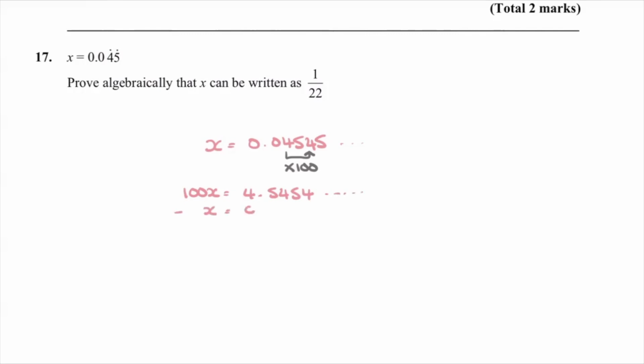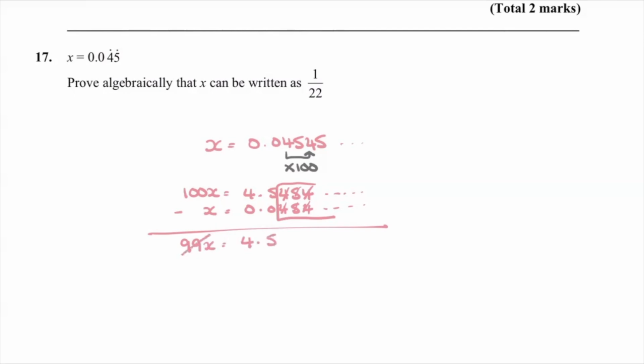We know that x is equal to 0.0454 and on it goes. We can see that these are all lined up, which is what we're looking for. They cancel each other out. And when I do my takeaway, I got 99x equaling 4.5.